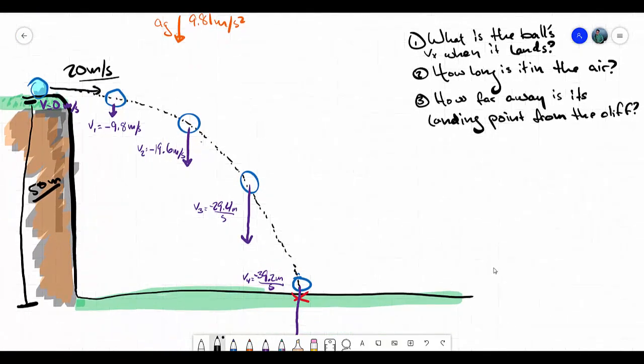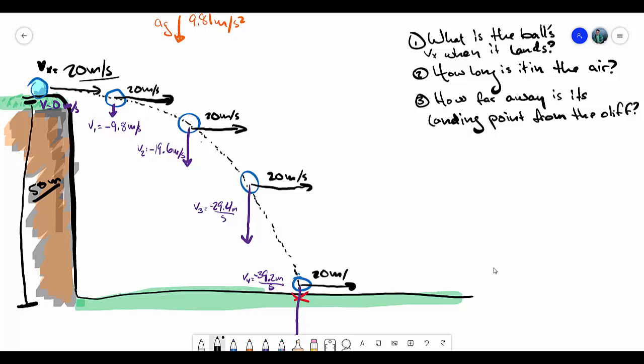In the meantime, the initial velocity going horizontally to the right doesn't change. That's because there is no acceleration to the right. Gravity works on the y-axis. The x component just remains 20 meters per second the entire trip. Gravity is not affecting this along the x.